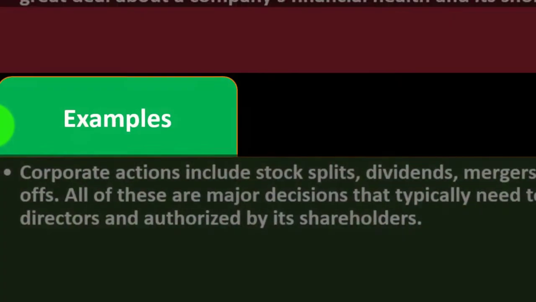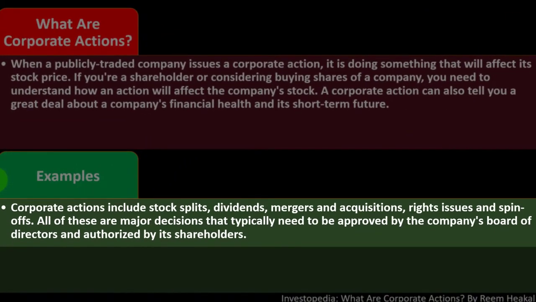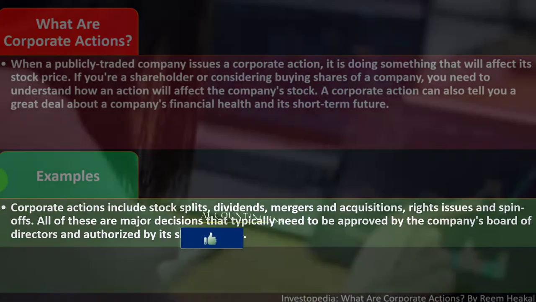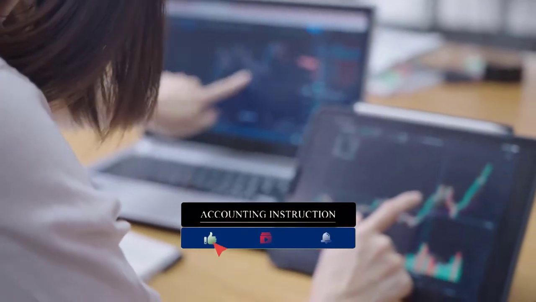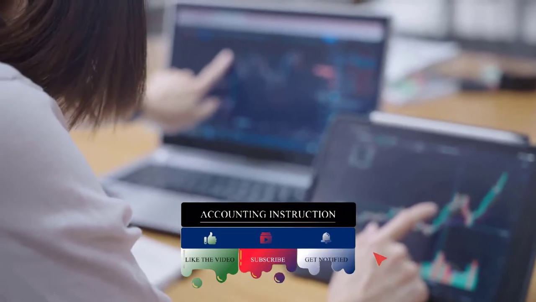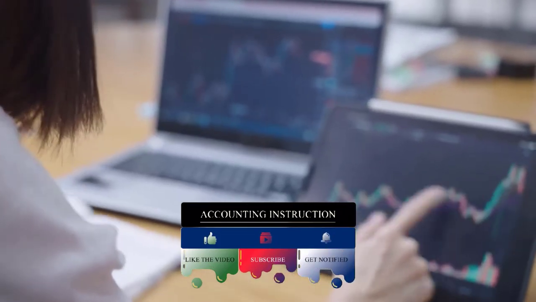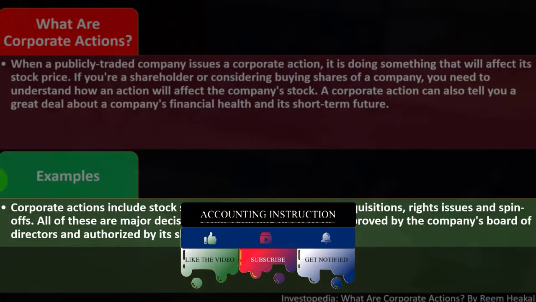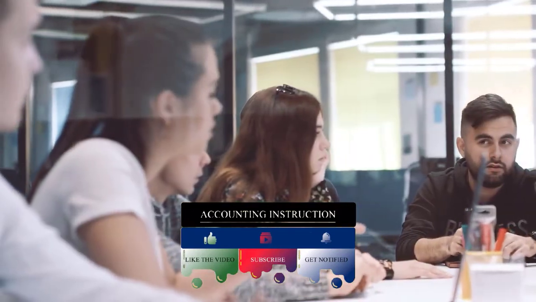So examples, corporate actions include stock splits, dividends, mergers and acquisitions, rights issues, and spin-offs. All of these are major decisions that typically need to be approved by the corporation's board of directors and authorized by the shareholders. So remember the structure of owning stocks. We, as the stockholders, will typically own an equity interest, having the capacity to, say, vote, for example, for the board of directors.